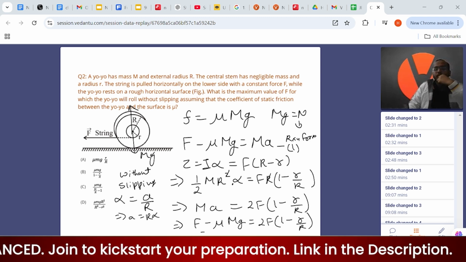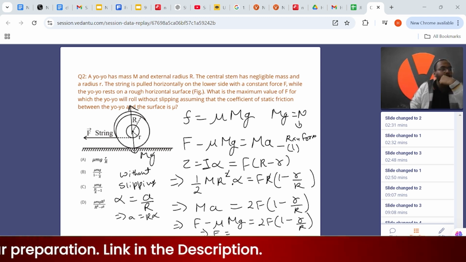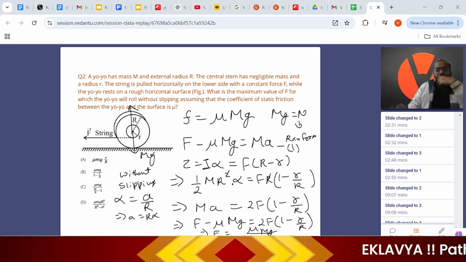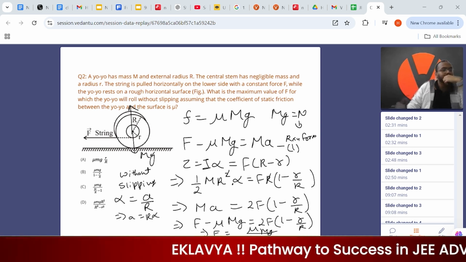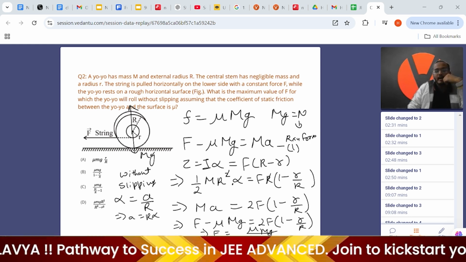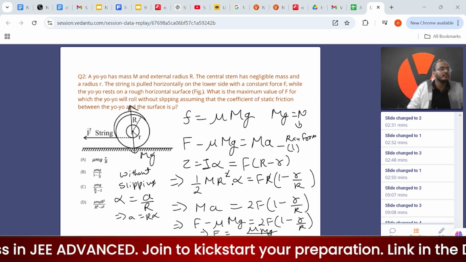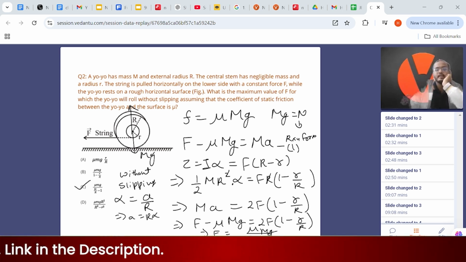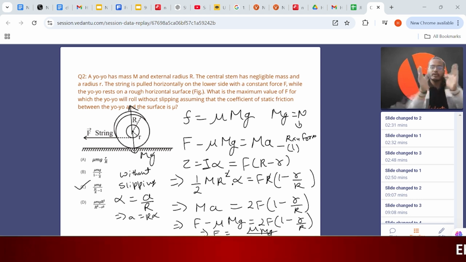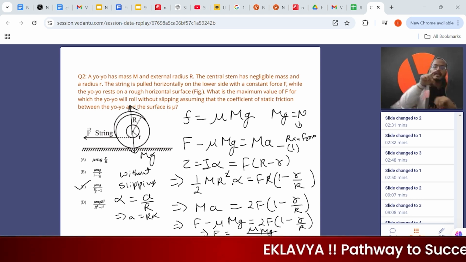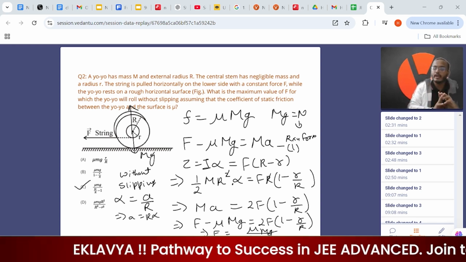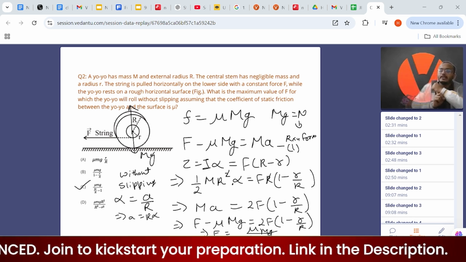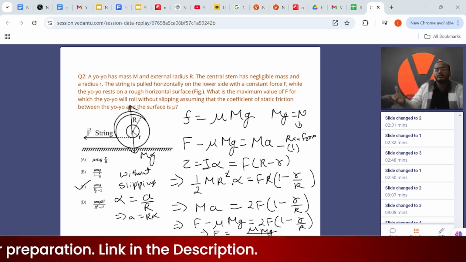Okay, so from here we can calculate the value of F is equal to mu mg divided by 2r by r minus 1. That is your option number C. So option number C will be the correct answer here. All you have to do, first look for the translation motion, and second look for the rotational motion. Then put one value into the other and apply the condition of without slipping, that is alpha equals a by r, or a is equal to r alpha, simply.